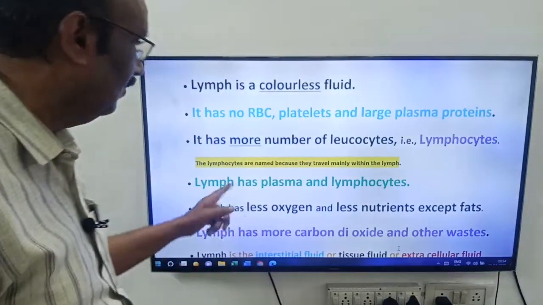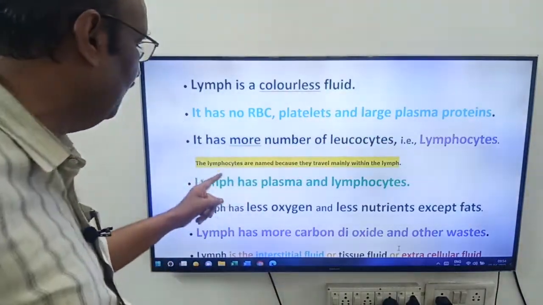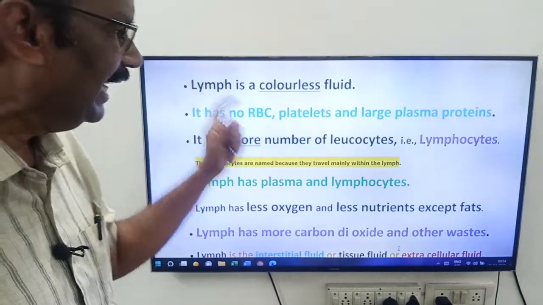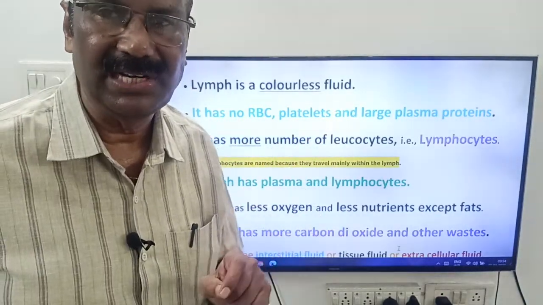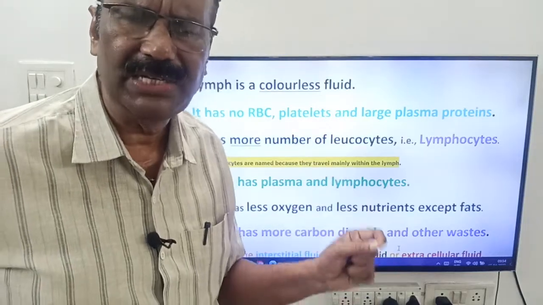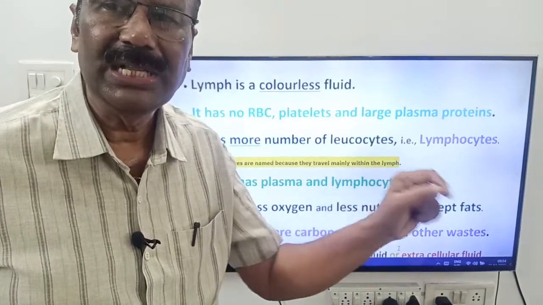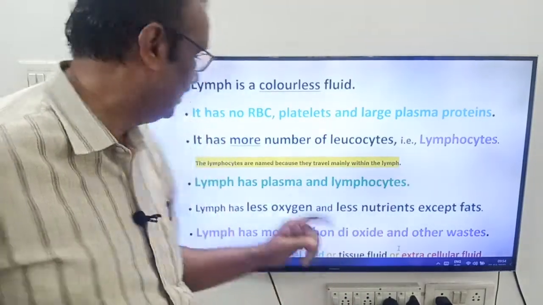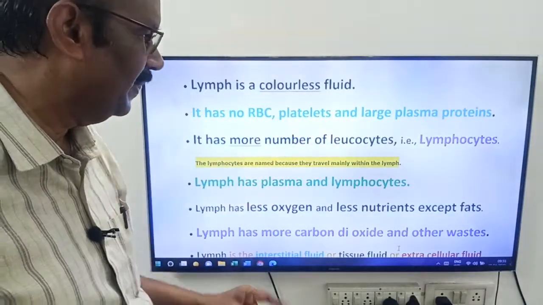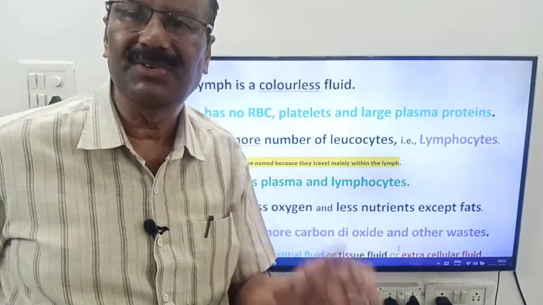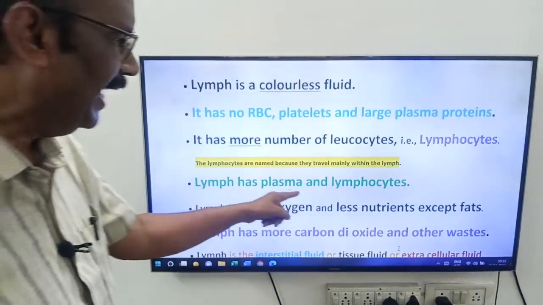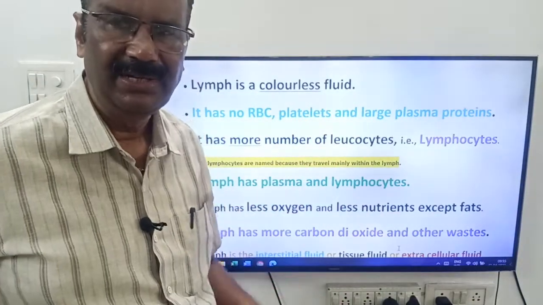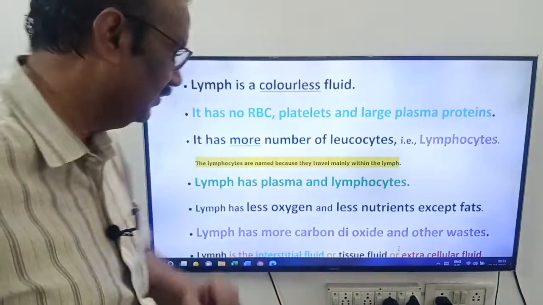Okay, friends. Why are we calling them lymphocytes? Lymphocytes are named because they travel mainly within the lymph. See, friends, the remaining white blood cells, like neutrophils, monocytes, etc., flow in the blood, but lymphocytes flow in the what, friends? They travel mainly in the lymph. Because of that, we call them lymphocytes. Next, friends. Lymph has plasma and lymphocytes, just what I told. Lymph has what, friends? Plasma and lymphocytes.